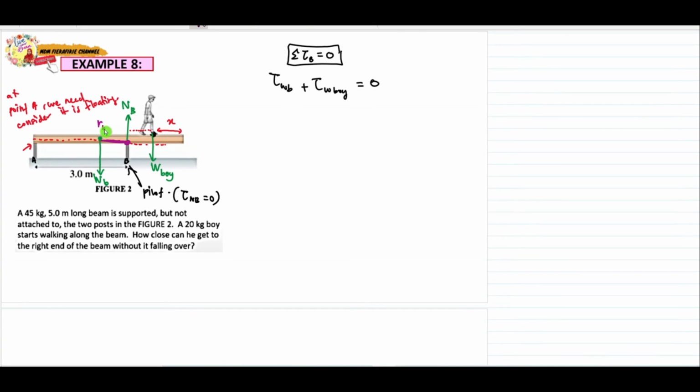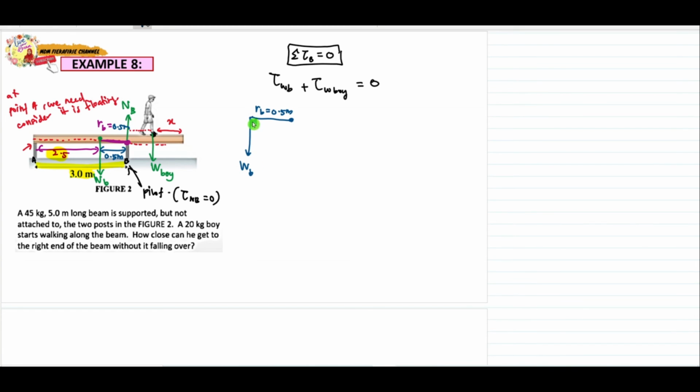So RB, berapa jarak dia? Kalau panjang ni ada 5 meter, so kalau sini adalah 2.5. And then given that from A to B is 3 meter. So kalau sini 2.5, so here should be 0.5, right? 0.5 meter. So RB 0.5 meter. So daripada pivot pergi ke sini, RB 0.5 meter, and then this is the weight of the beam.